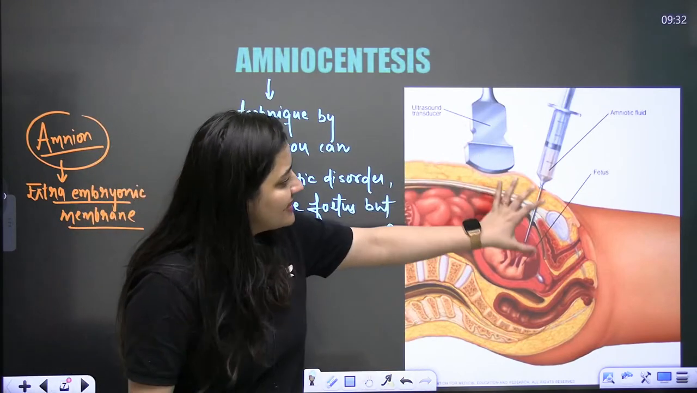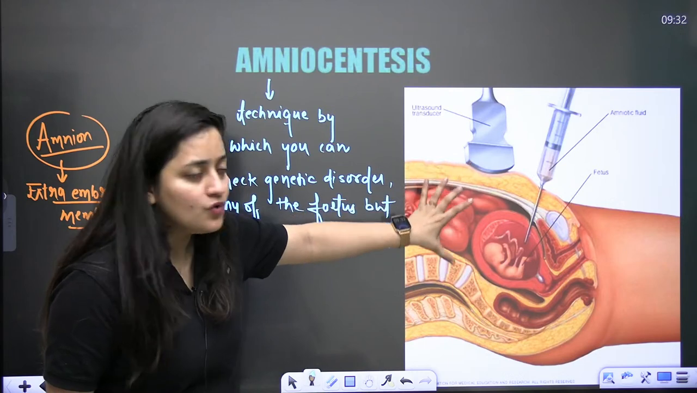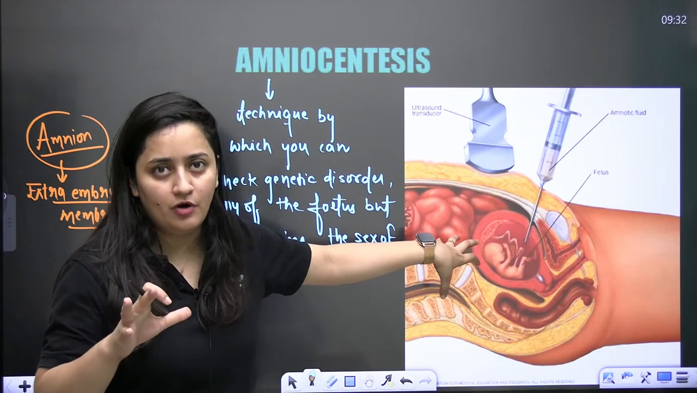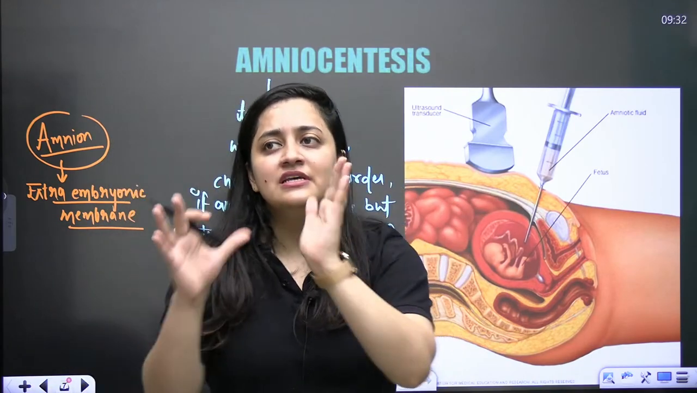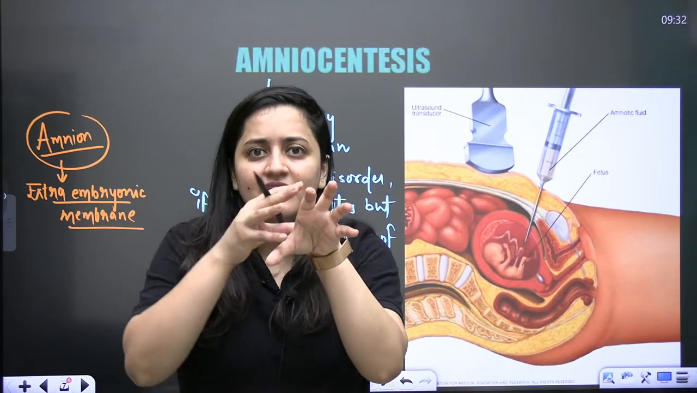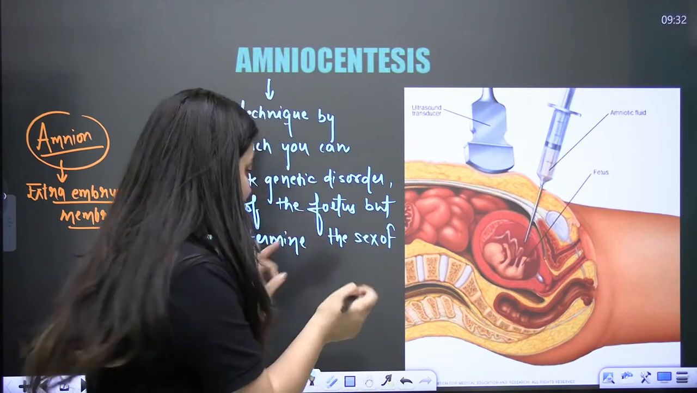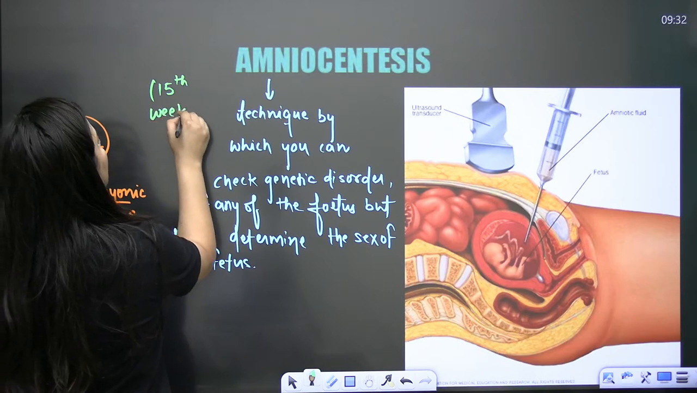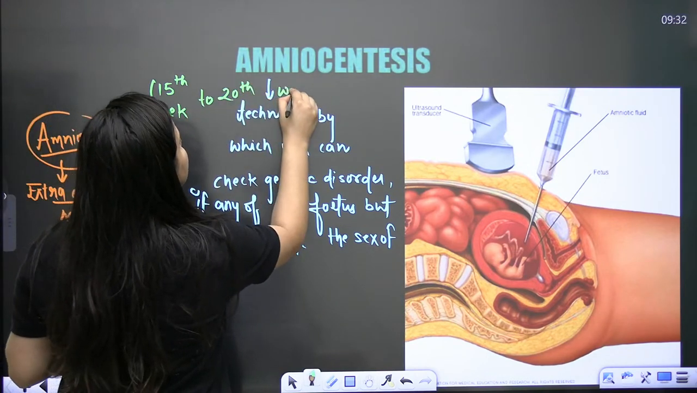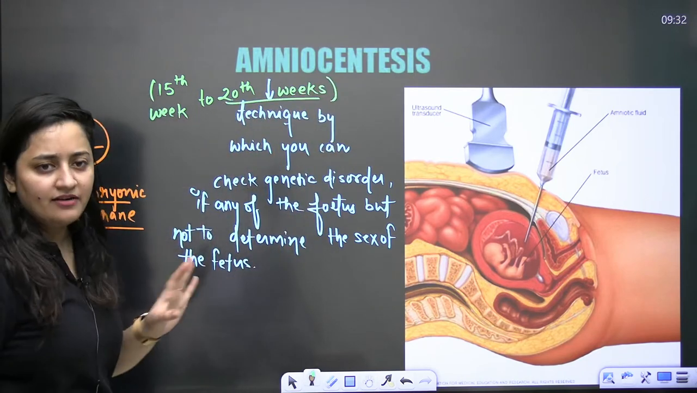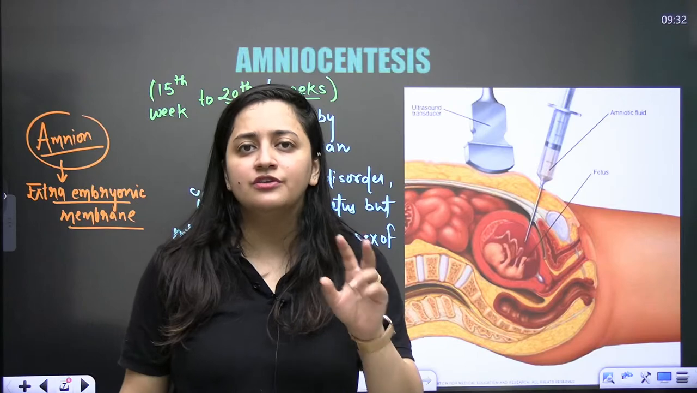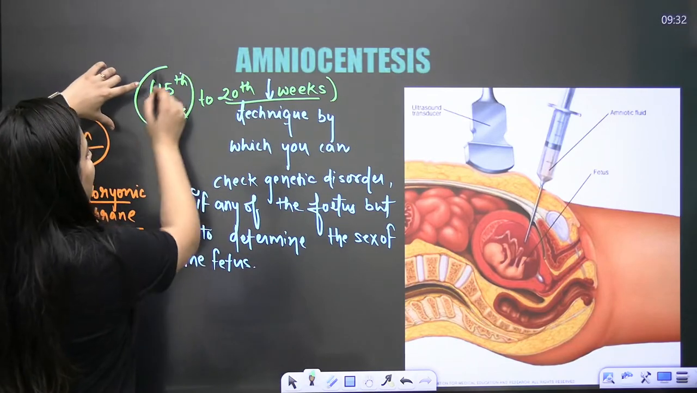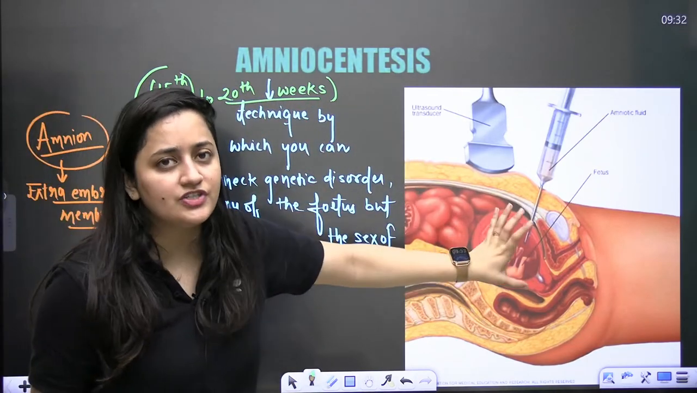So, you guys can see here, the ultrasound transducer is there. It is a very tricky technique, and we need experts to perform it. With amniocentesis, we can check whether the growing fetus is having any genetic disorder or not. This technique is performed near about the 15th week to 20th week, and sometimes it is given as 16th to 22nd week of pregnancy. You know, human gestation period is 9 months.